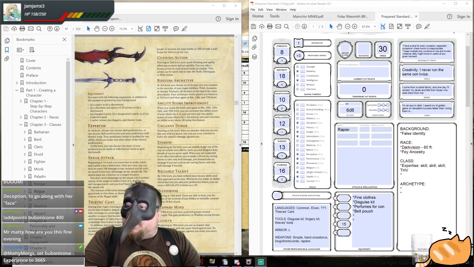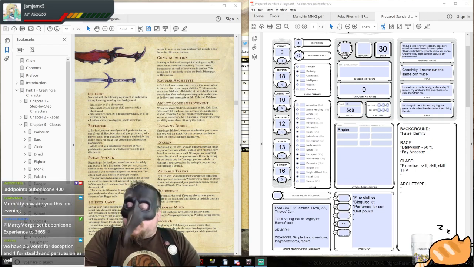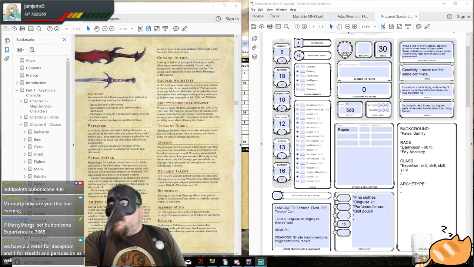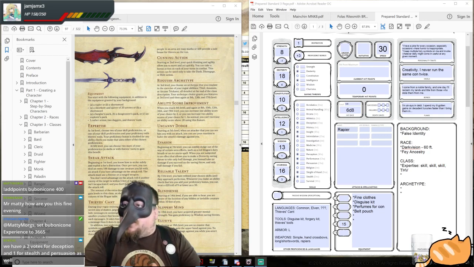Deception to go along with her face? Okay, yeah. She definitely is into deceiving people. So we have insight and deception as nominees for skills.